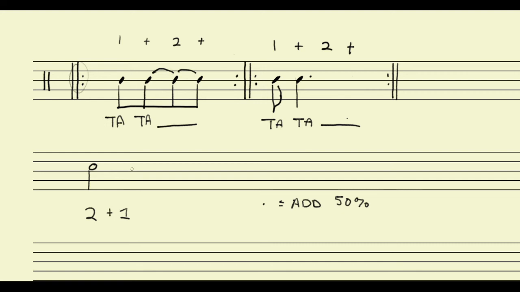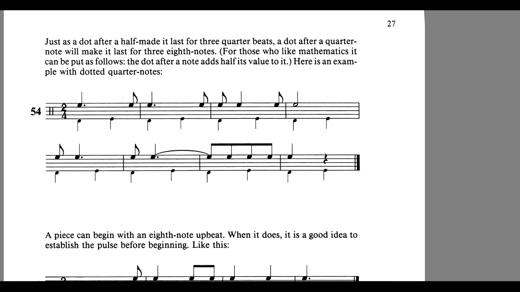So we're going to add that 2 to the 1, and if we add the 2 plus the 1, the 2 beat note plus the 1 beat note, that comes out to be a dotted half note. So that dot means add 50% of the value to a note, if you're really interested in sort of the mathematics of it. If you're not, that's okay. Just remember, a dotted half note is 3 beats, and a dotted quarter note is 3 eighth notes. So let's actually see how this could work in our basic rhythmic training example.